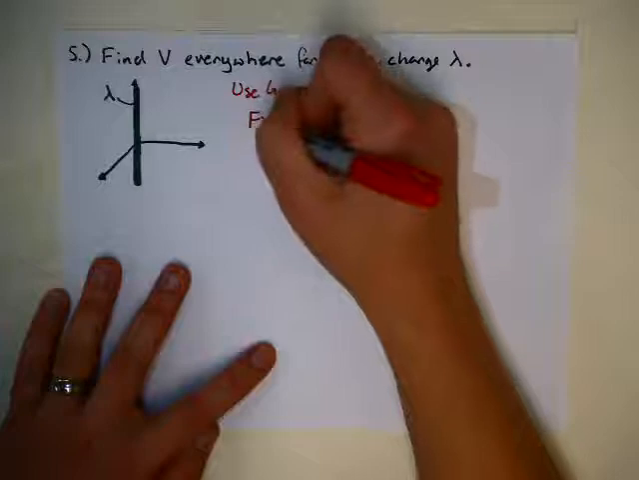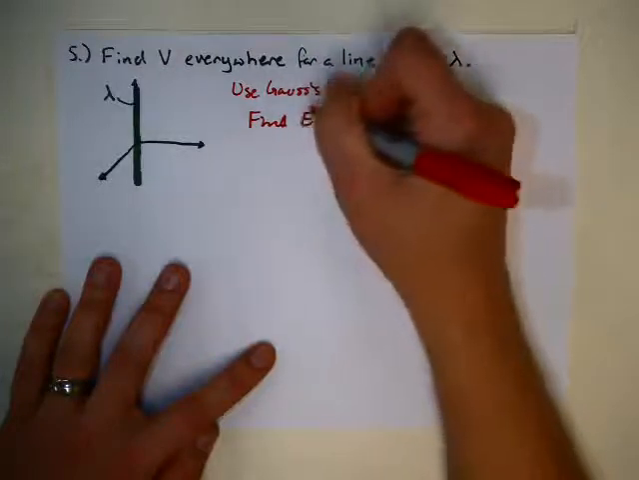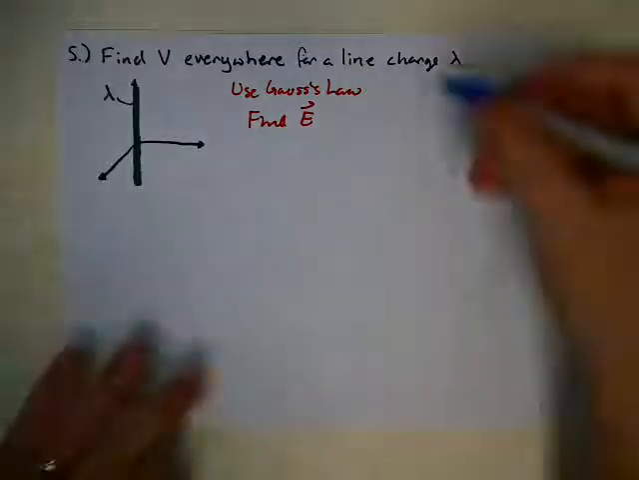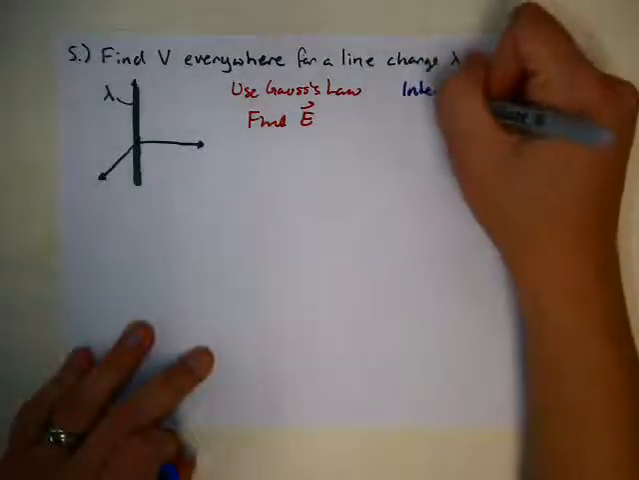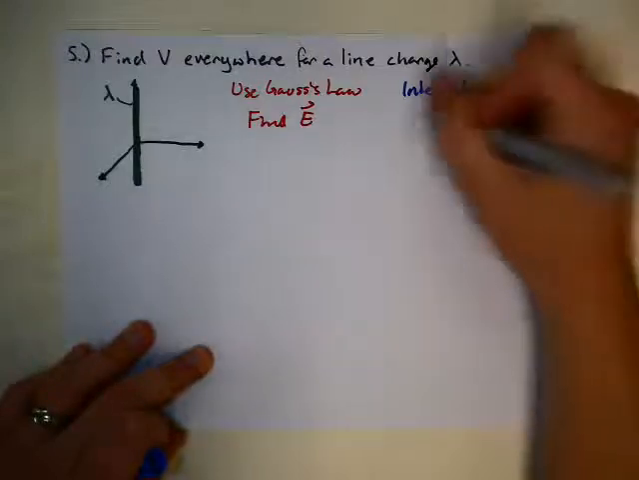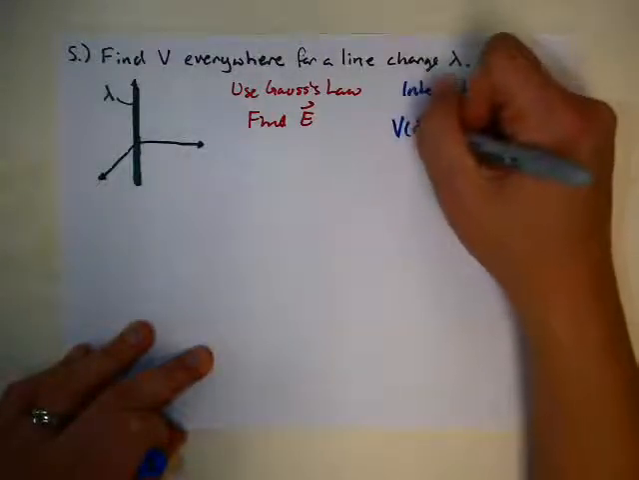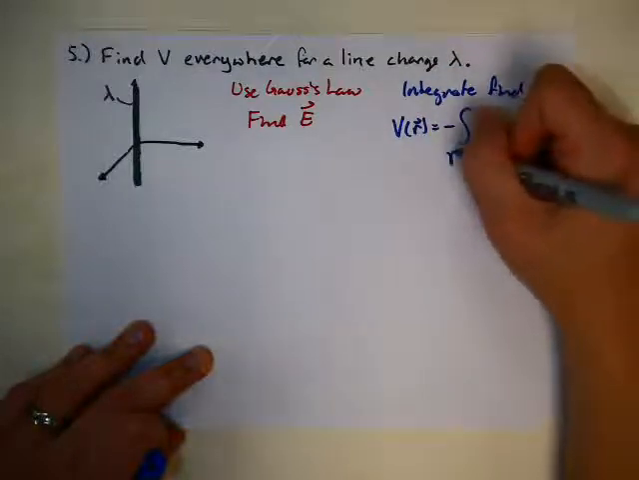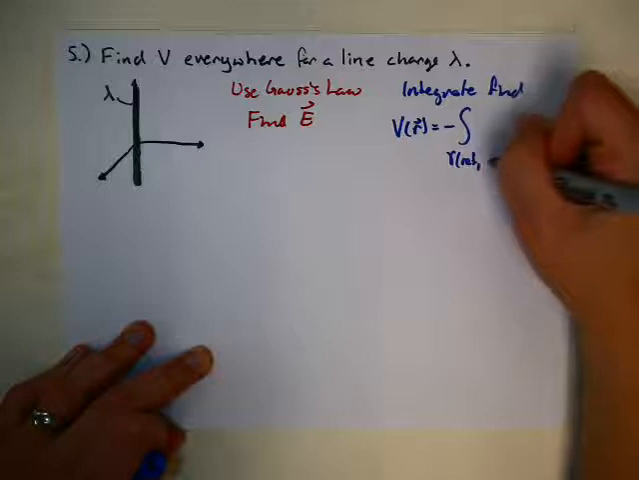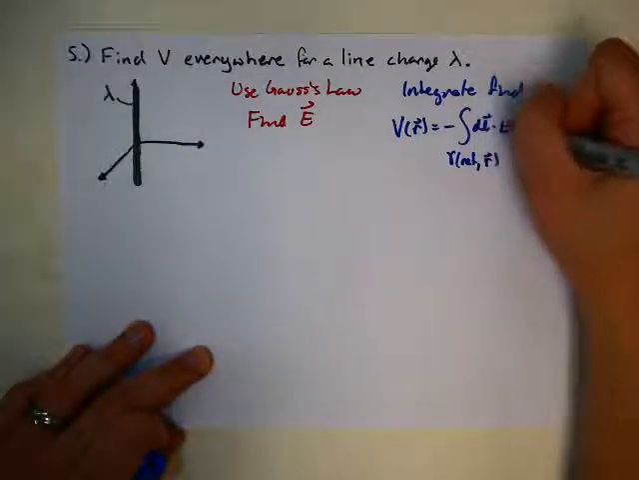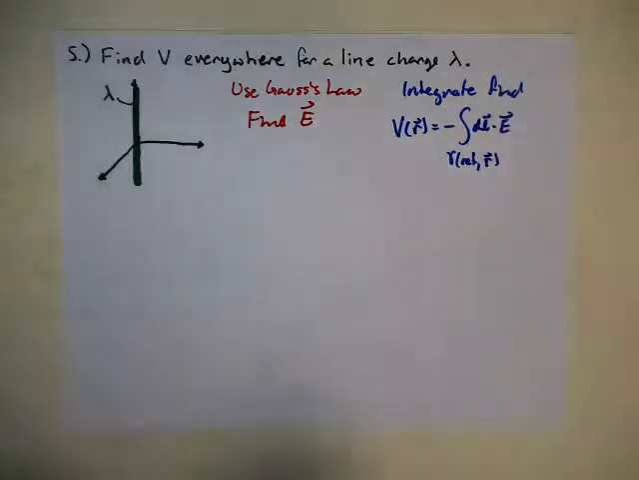and find the electric field. And then we're going to integrate and find the electric potential V, which is given as the minus path integral from some reference point to where we're going, dl dot the electric field. So that's how we're going to do it.